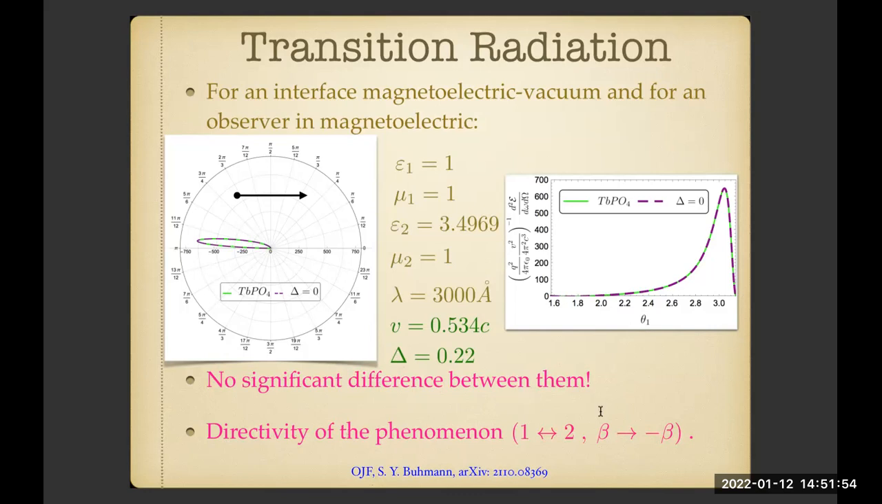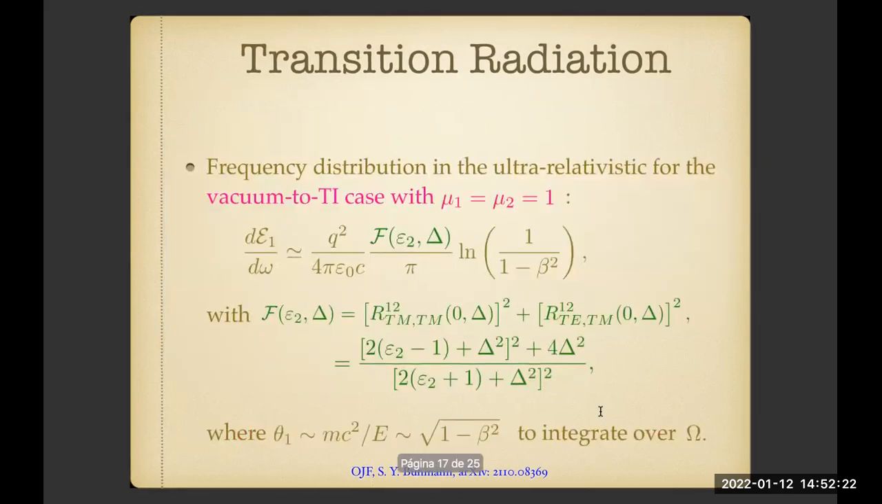This directivity means that it's not the same coming from the first medium towards the second medium. It's not the same situation as if you come from the second medium towards the first one. And here, the topological parameter seems to not play a role. That will be quantitatively explained in the next slide when we tackle the problem of how to obtain the frequency distribution in this ultra-relativistic regime.